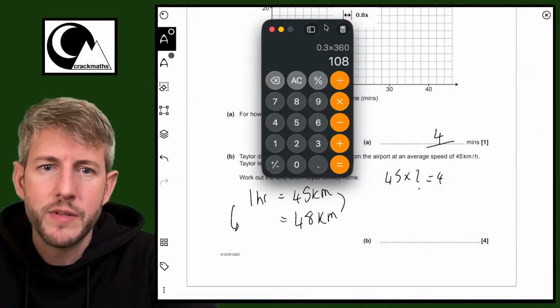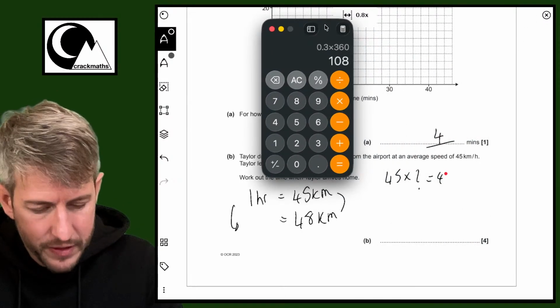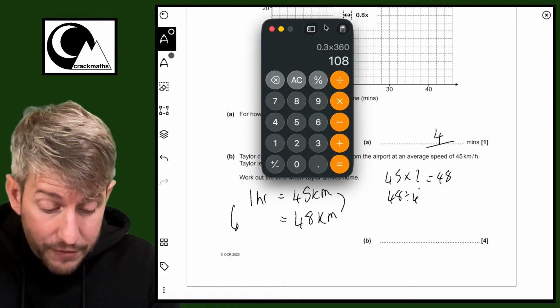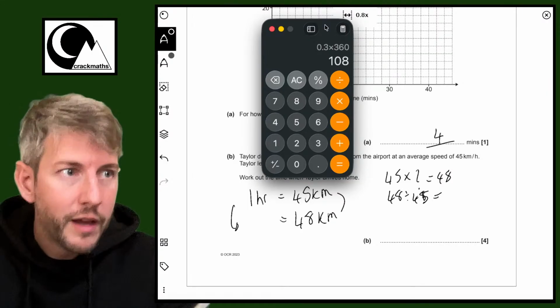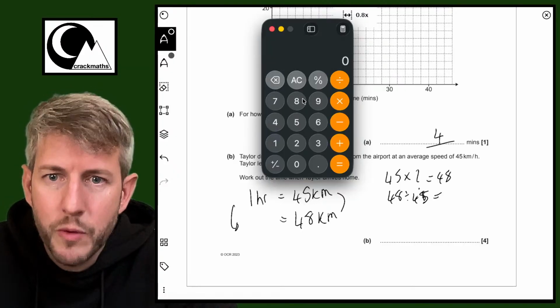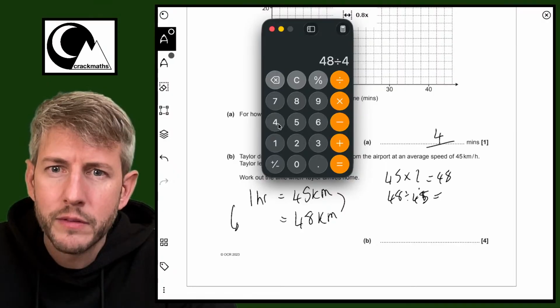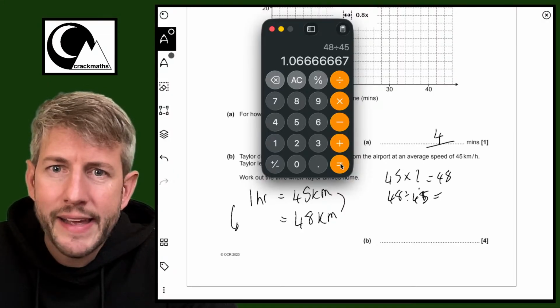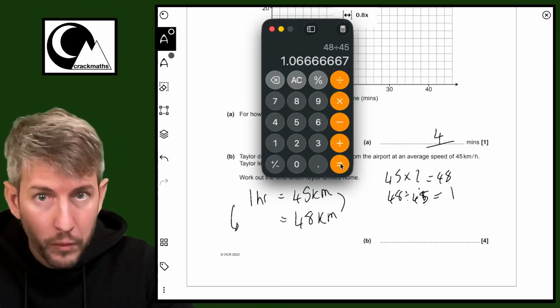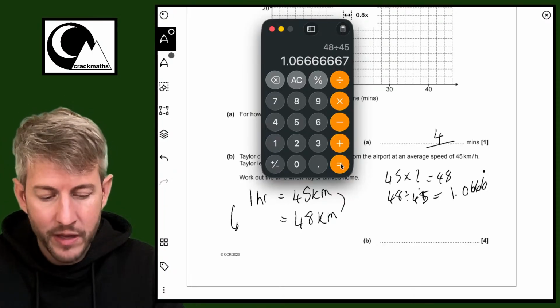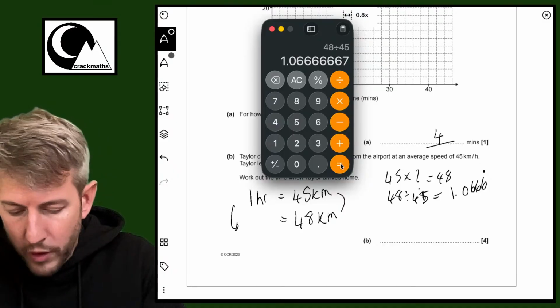So 1 second, let me just put this over here. 45 times something equals 48. So we do 48 divided by 45. Okay, 48 divided by 45 will tell us what that is. 48 divided by 45 equals 1.0666 recurring.